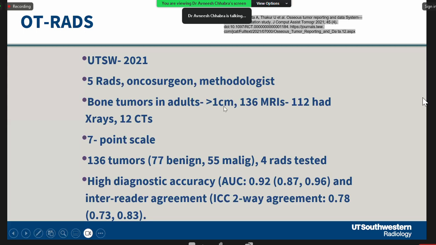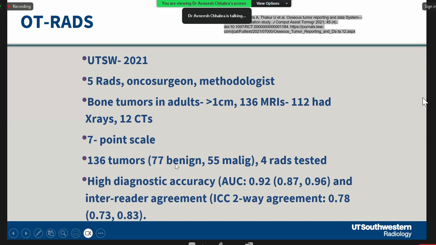And we looked at bone tumors, anything more than 1 cm. This was mostly MRI based, but we put correlation modalities in there, meaning 112 had X-rays and 12 had CTs. So almost all of them had some correlated modality when we gave these cases to the radiologist to read. And we used a 7-point scale, very much based on what BIRADS was. Because one of the things with all these scoring systems, you want to keep it simple, you want to keep it what people can remember, and then give flexibility to them so that they can use their knowledge, what they have learned.